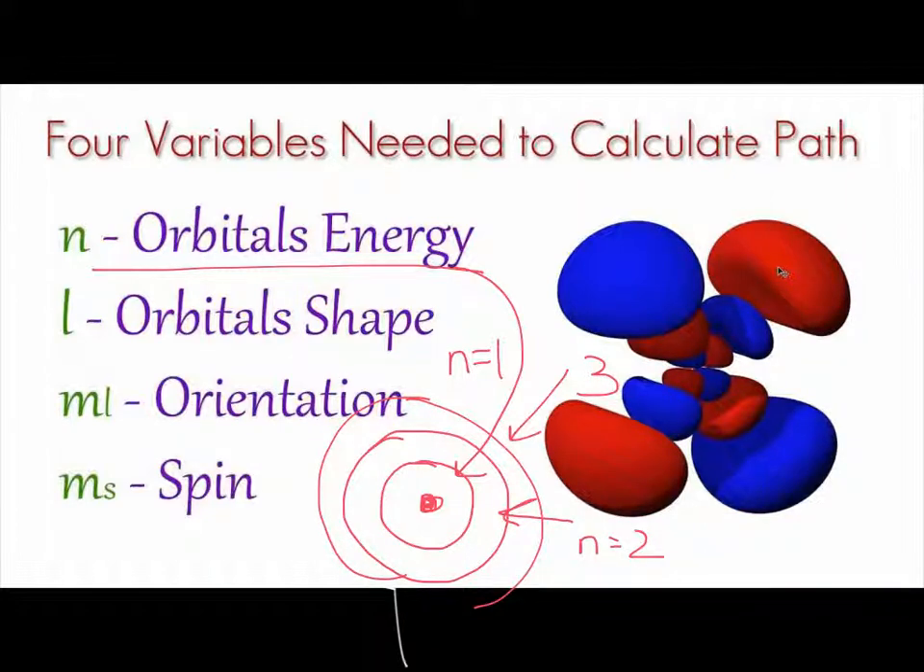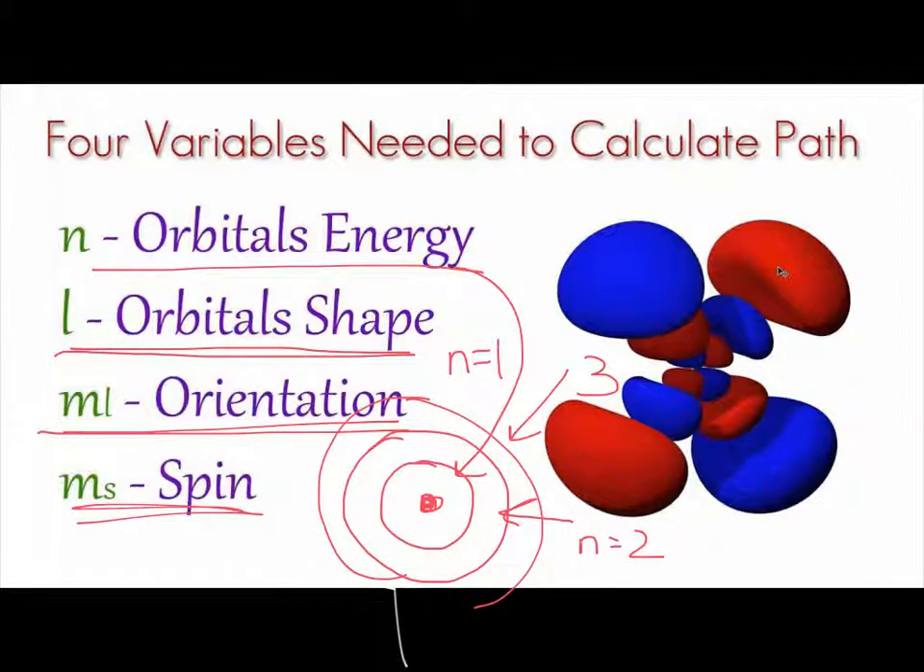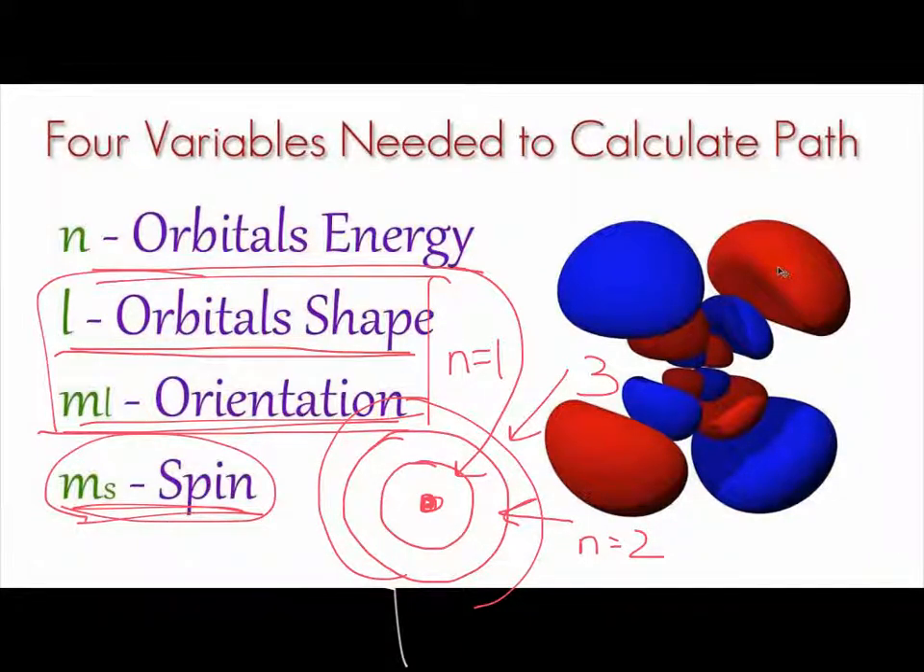The second variable is the orbital shape. So we have the energy level of an electron, we have the shape of the orbital or the area where the electron is located, the orientation, and then finally the spin. Alright, so these, particularly shape and orientation, are probably not going to make sense just yet, but they will. Let me talk really quick about spin.